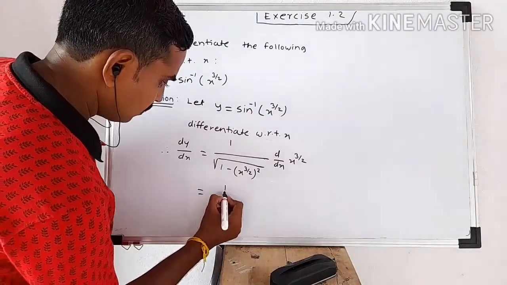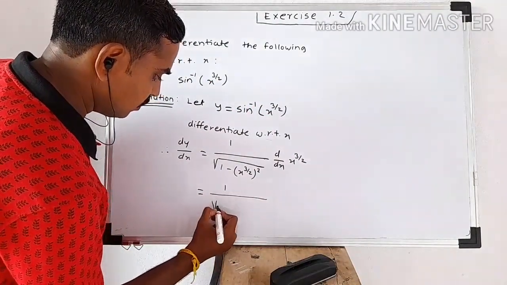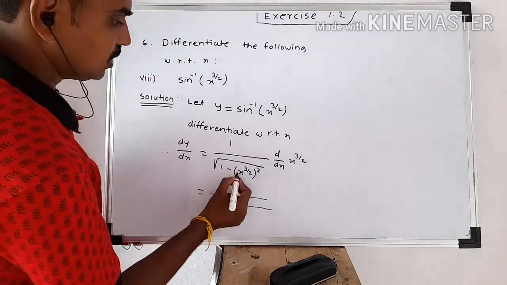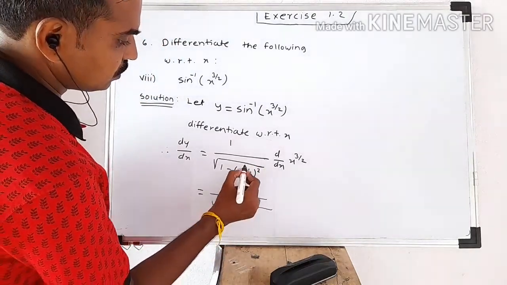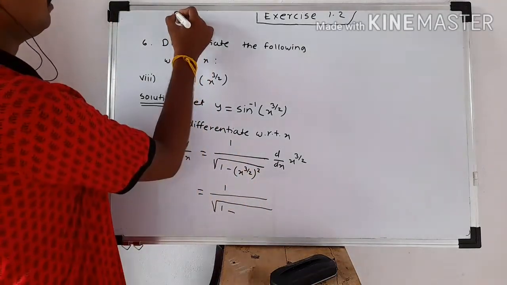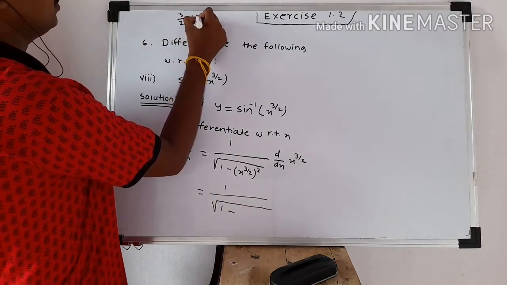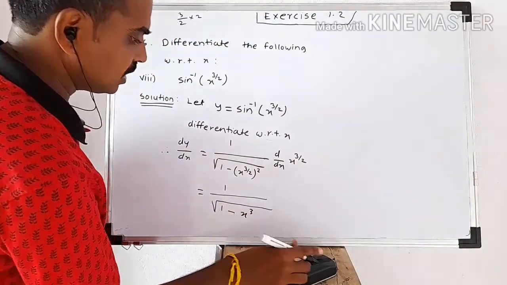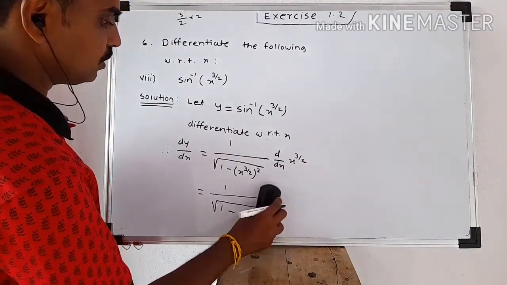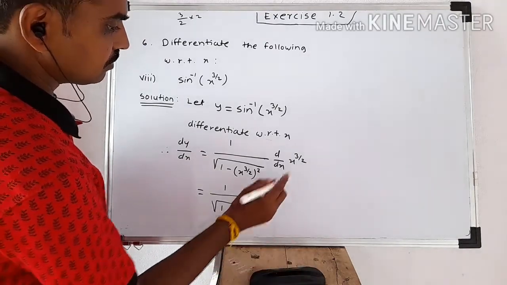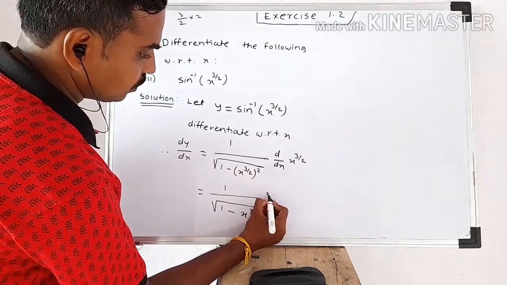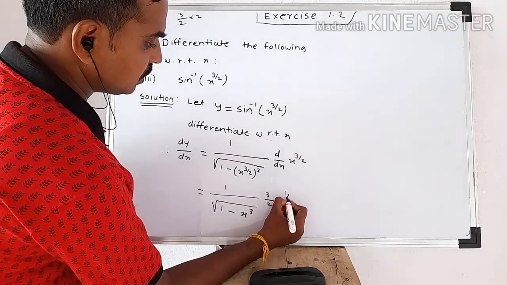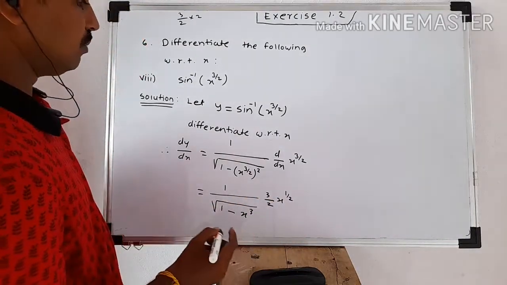Now 1 divided by root of 1 minus x raised to 3 by 2 whole square. a raised to m raised to n means a raised to m into n, and 3 by 2 into 2, the 2 will get cancelled. Therefore the power of x will be x raised to 3. This will be the first term. Now the second term, the derivative of x raised to 3 by 2, is 3 by 2 into x raised to 3 by 2 minus 1, which is x raised to 1 by 2.